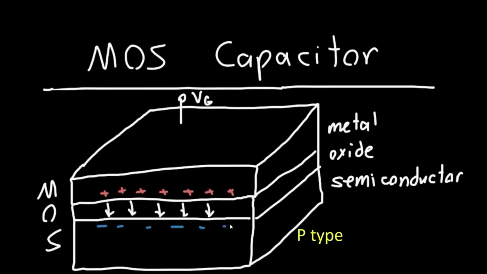Holes in the P-type semiconductor will repel and move away from the oxide semiconductor junction, and electrons will be attracted towards the oxide semiconductor junction. Here, a negative charge layer is formed in the P-type. It is the inverse of the original behavior, so it is known as the inversion layer. The voltage at which the inversion layer forms is known as the threshold voltage.